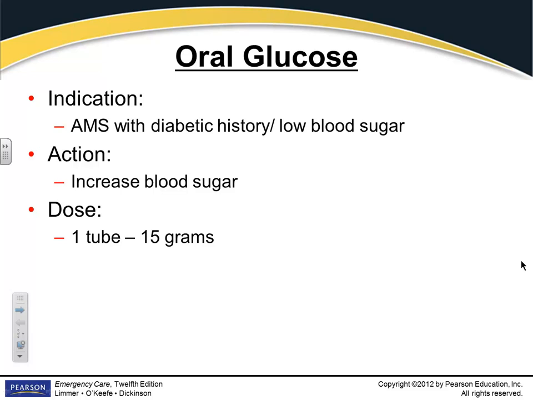You may have a patient where you may have to give them 2 tubes. We'll talk about this at length when we get to the medical chapter, altered mental status. Side effects of oral glucose, there's absolutely none, as long as you don't aspirate it.